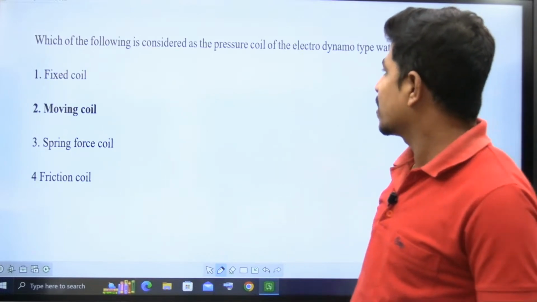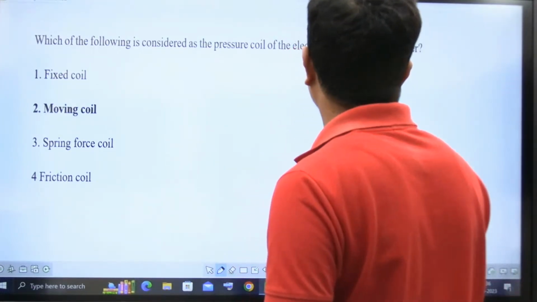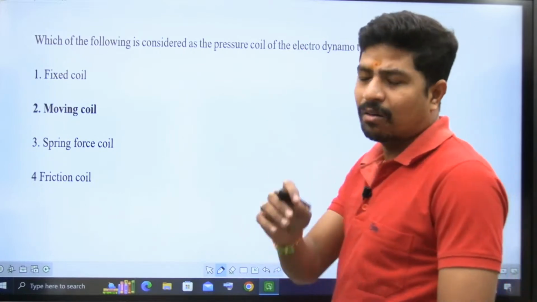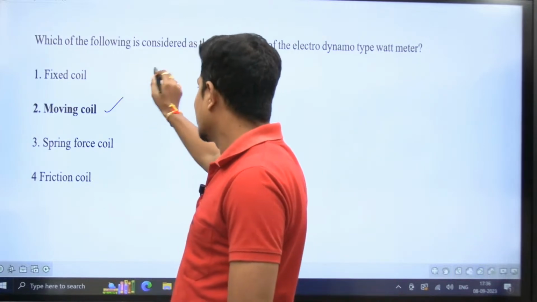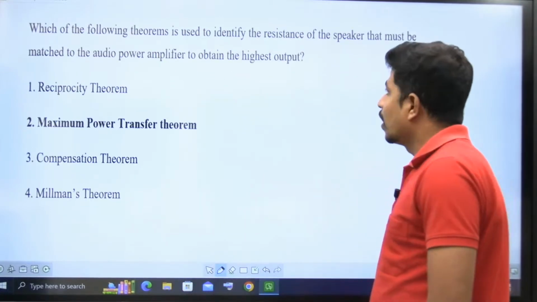Which of the following is considered as the pressure coil of the electrodynamometer type wattmeter? Always moving coil is taken in electrodynamometer wattmeter. Yes, moving coil is taken. Option 2. Let's go to the next question.